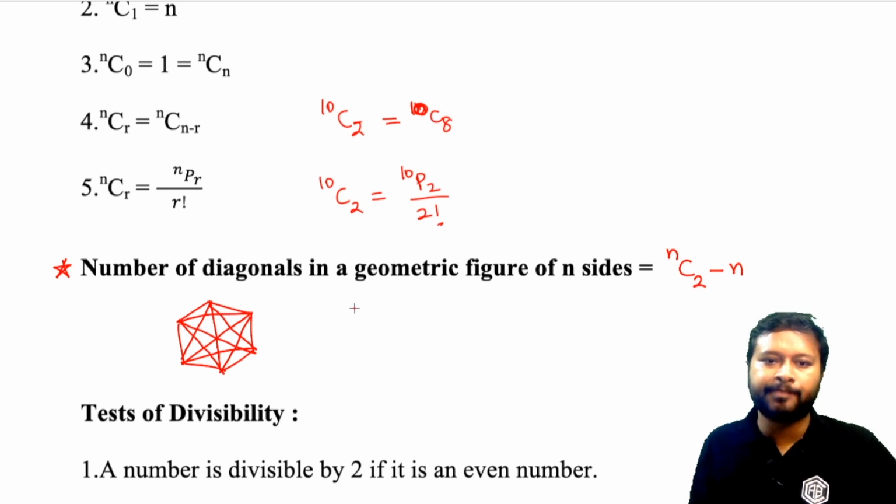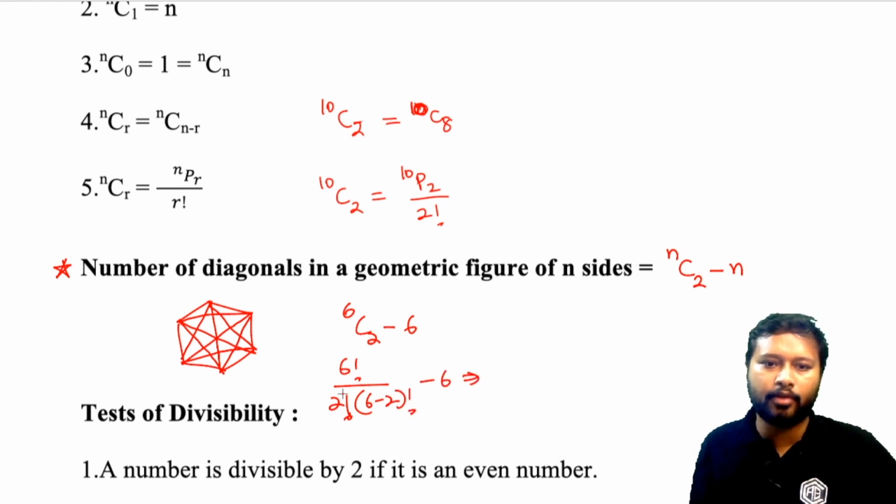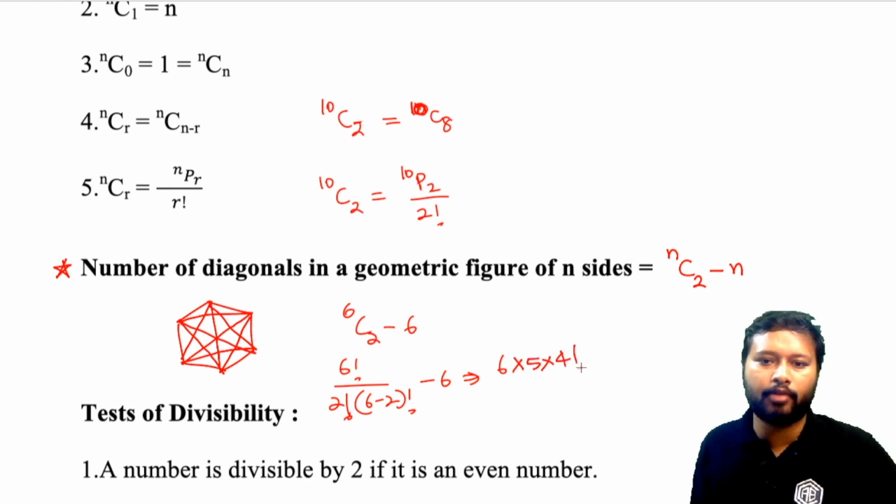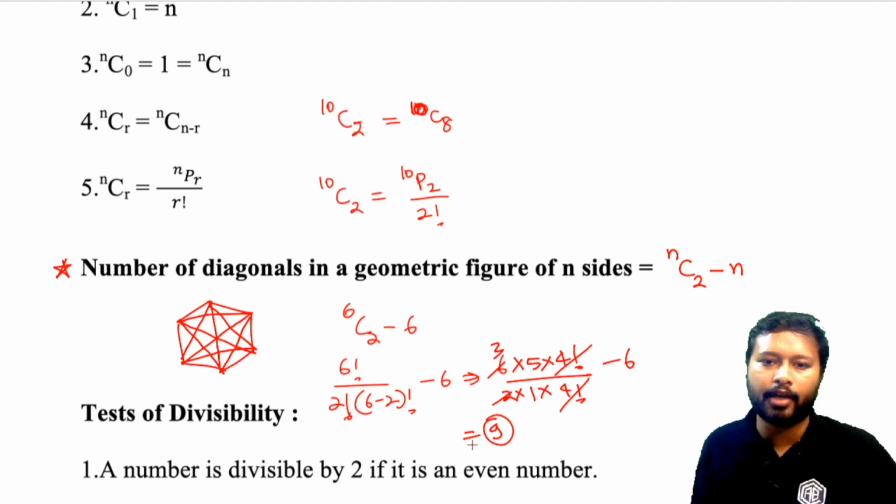Let's verify from this. So it will be 6C2 minus 6. So 6C2 means 6 factorial upon 2 factorial into 6 minus 2 factorial, and minus 6. If you solve this, the numerator will remain 6 factorial. I can write down 6 into 5 into 4 factorial, and divided by 2 factorial will be 2 into 1, and this will become 4 factorial. So this and this are going to get cancelled out. On solving, this will be 3 times 5 is 15, minus 6 will give me 9. So that is verified. Okay, so you can use this formula to find out the number of diagonals if it is asked.